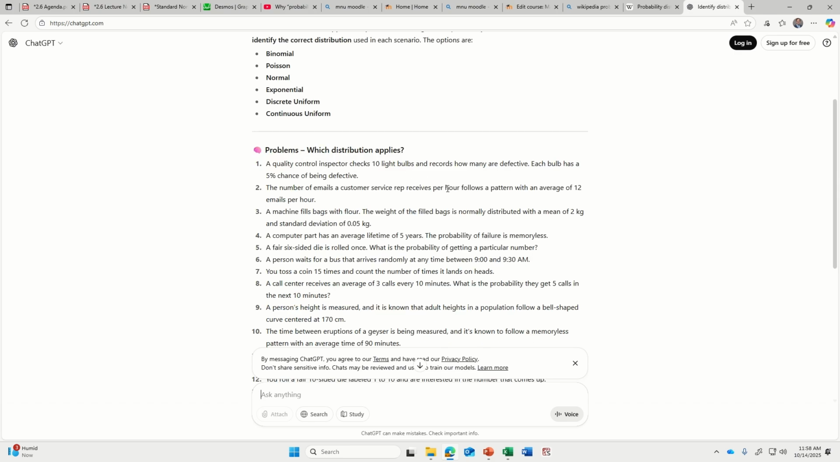Number 2, the number of emails a customer service rep receives per hour follows a pattern with an average of 12 emails per hour. So how many emails are we going to get in the next hour? What distribution would that follow? If I ask you how many emails we're going to get in the next hour, that's a Poisson distribution because we're counting a discrete number of emails. But if I ask you how much time will pass before we receive the next email, that would be an exponential. If I ask you the time in between emails.